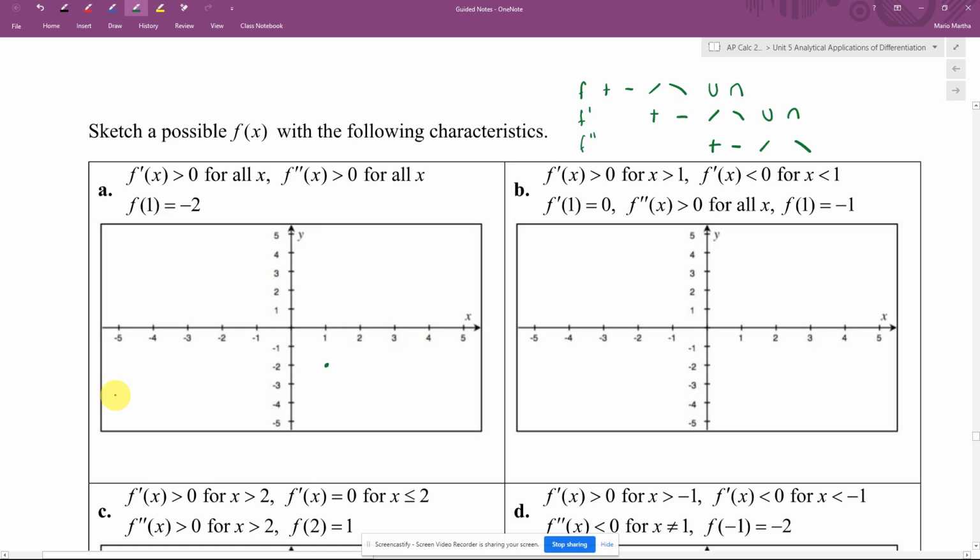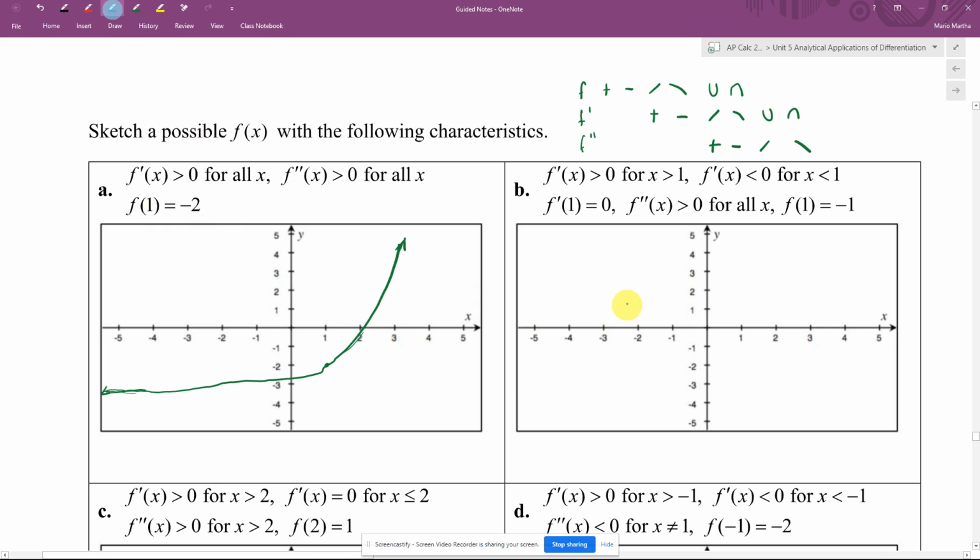And then something that's always increasing looks kind of like an exponential function. It's always increasing, and it would be just a curve, right? So as long as we have positive slopes that are always increasing and concave up, going through the point f of 1 comma negative 2.